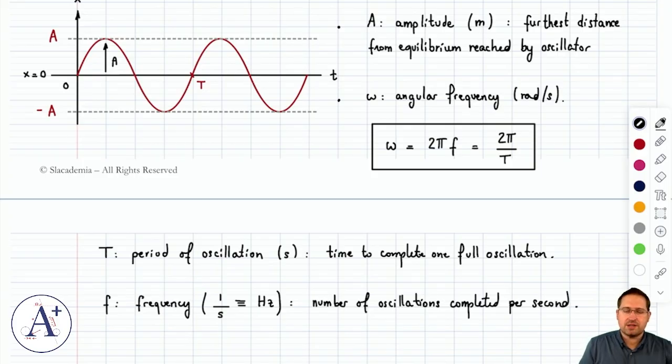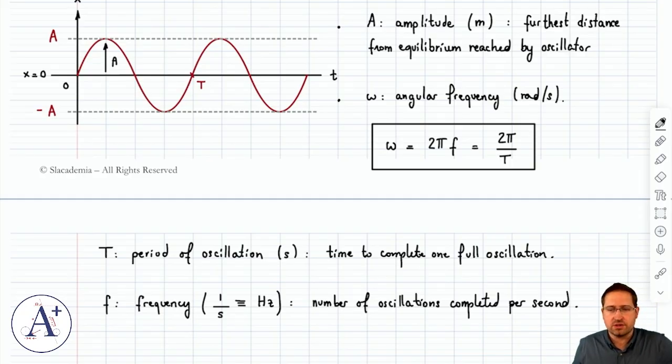Now that's probably not going to be a very high number if what you're studying is a child swinging on a swing, right? How many oscillations can you complete in 1 second? Hopefully very little, less than one actually, hopefully, for the sake of the child. But the point is that's what it measures.